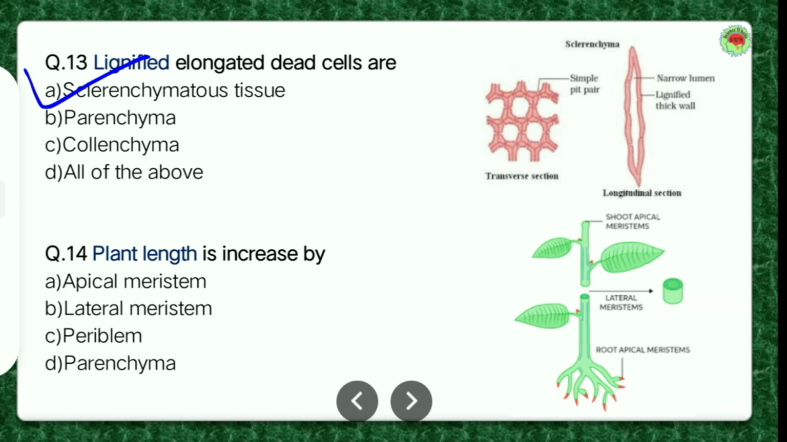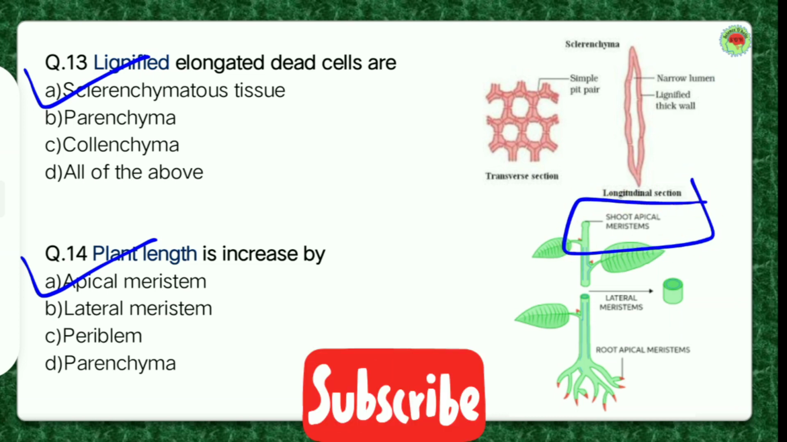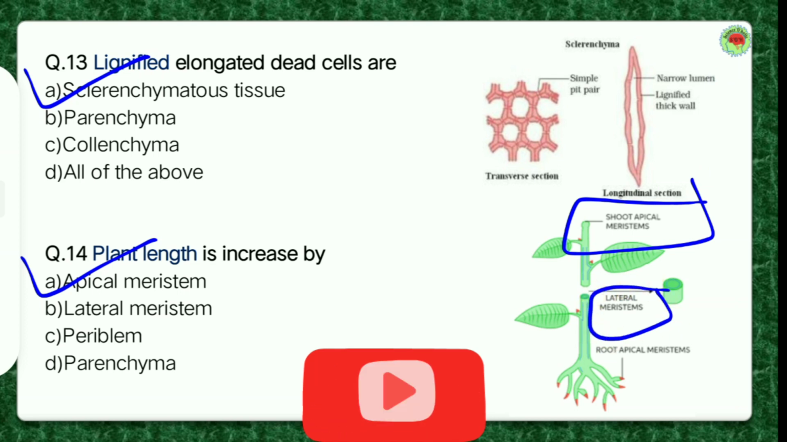Question number 14. Plant length is increased by. There are four options. Option A, apical meristem, B, lateral meristem, C, periblem, D, parenchyma. Now you know that the girth or diameter of the plant is increased by the lateral meristem and the length of the plant is increased by the apical meristem. Here you can see in the image, this is the shoot apical meristem through which the plant grows in length, and this is the lateral meristem which helps to increase the girth of the plant. Okay, so the correct option is A, apical meristem.